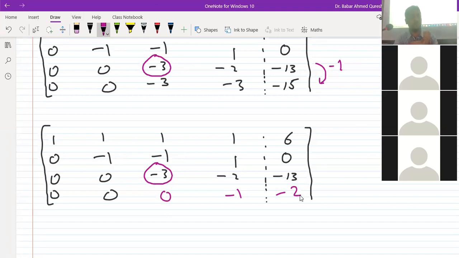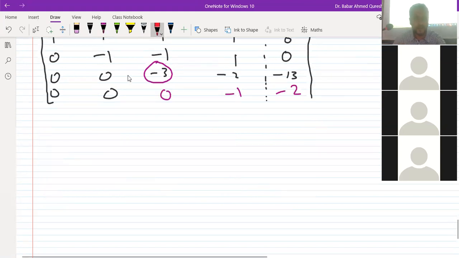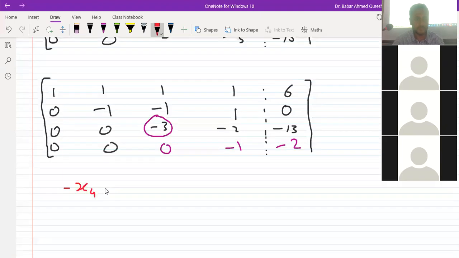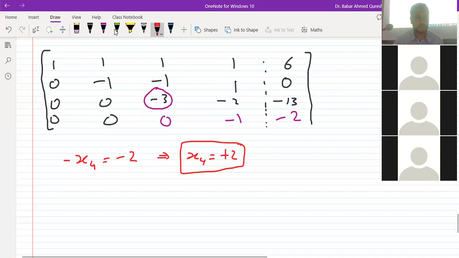That means now you have a solution. So what's the solution? Well, the last equation, you can read it off over here. The last equation associated with this matrix is just -x4 is equal to -2. So that means x4 is 2. And the equation above it, what does that say? That says -3x3.